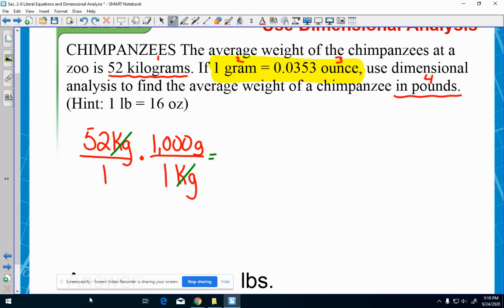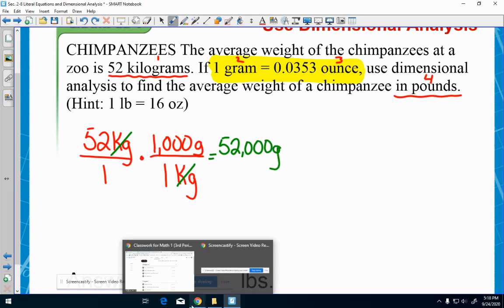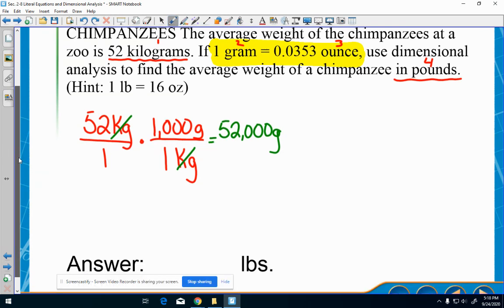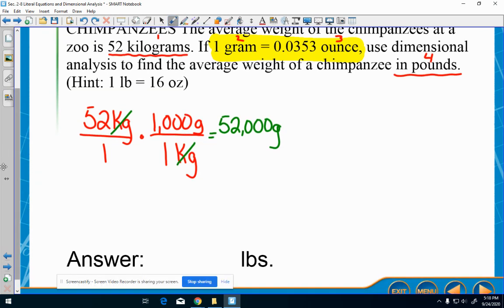When I multiply those two things together, 52 times 1,000, I end up with 52,000 grams. So at this point, I know that the chimpanzee weighs 52,000 grams. All right, so I've made it from kilograms to grams.